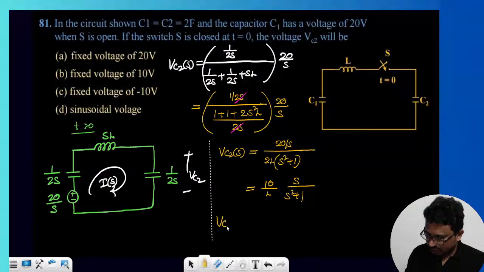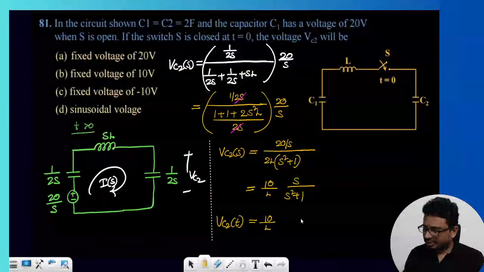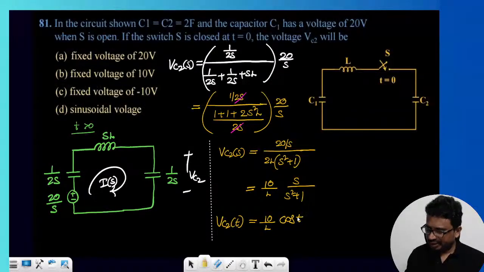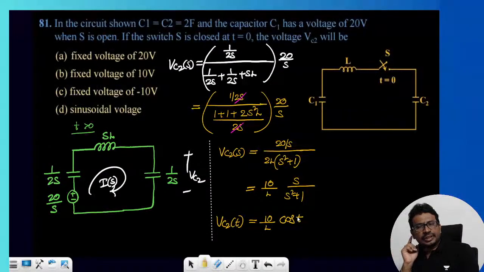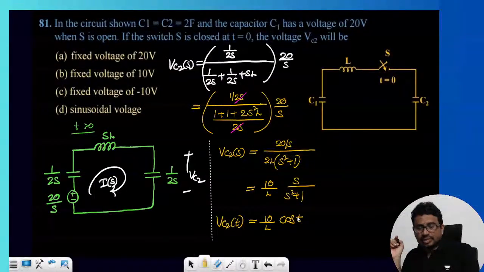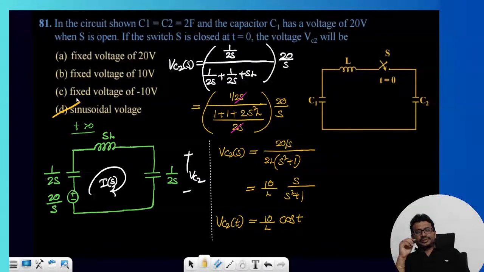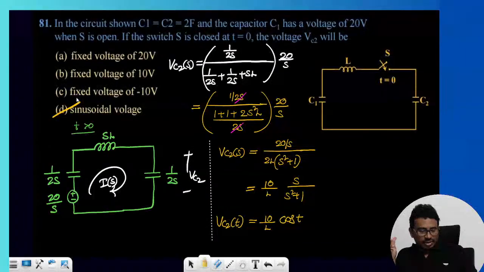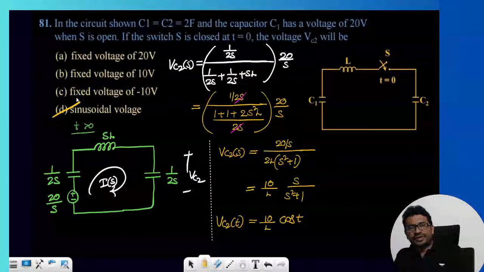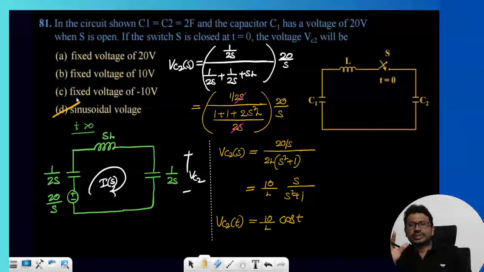From this, if I take the inverse Laplace, Vc of t will be 10 by L into s over s squared plus a squared, whose inverse Laplace is cos at. So what type of voltage is this, you tell me? Sinusoidal voltage. Sinusoidal means either sine or cos is called sinusoidal only.